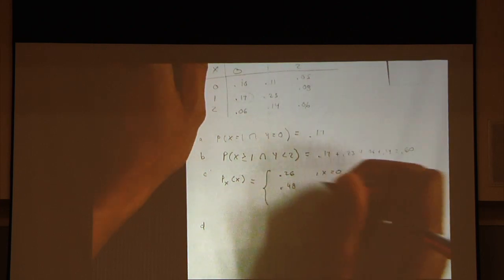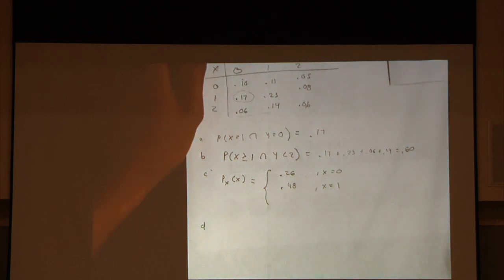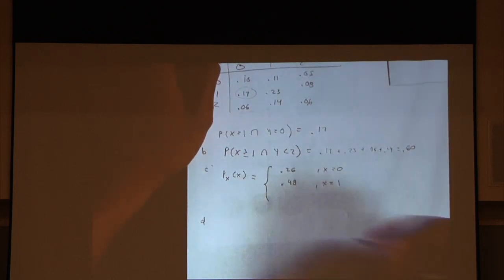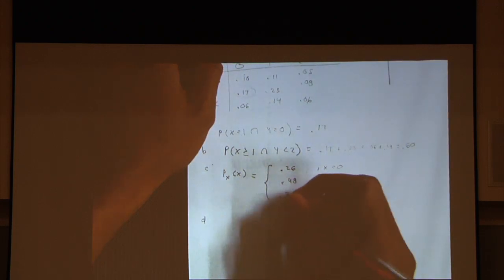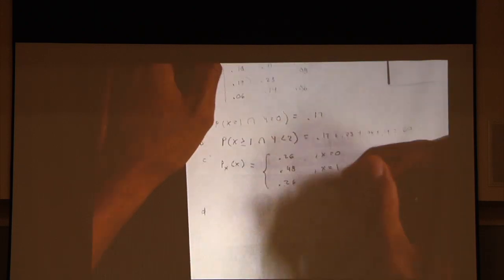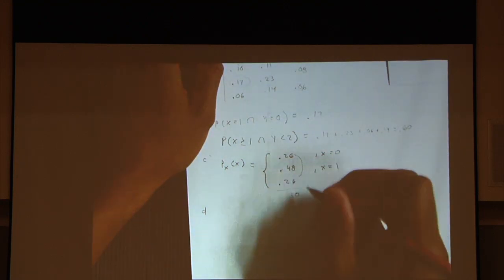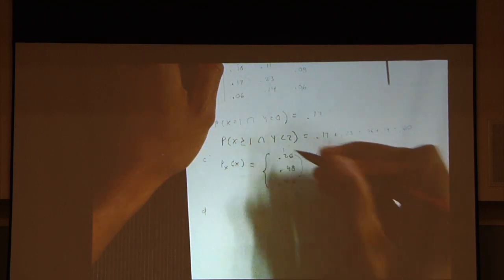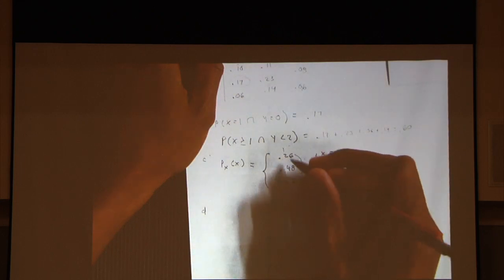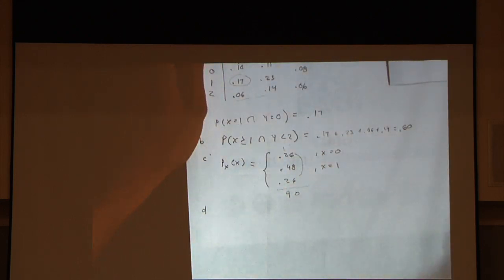0.48 when x equals 1, and for x equals 2, 0.26, right? And to check his math, we can see, so this is 12, 0, 1, 4, 6, 8, 9. Wait, actually, is that right?